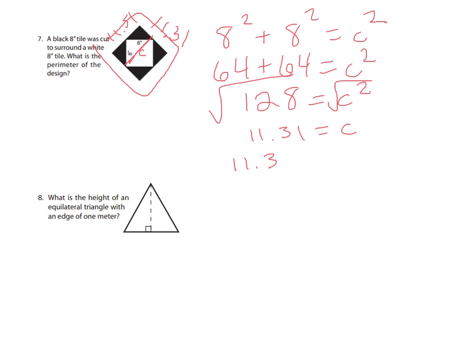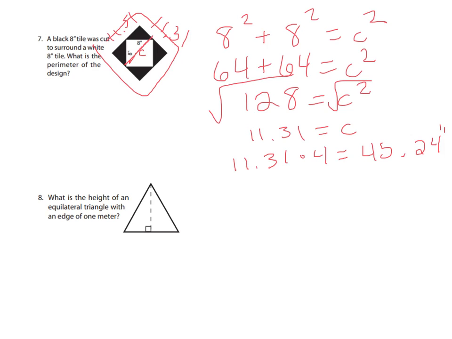So I can either add that up 4 times, or I can just say I'm going to multiply it by 4. And when I multiply it by 4, I find out that the perimeter, distance all the way around, is going to be 45.24 feet. Or inches, I'm sorry.